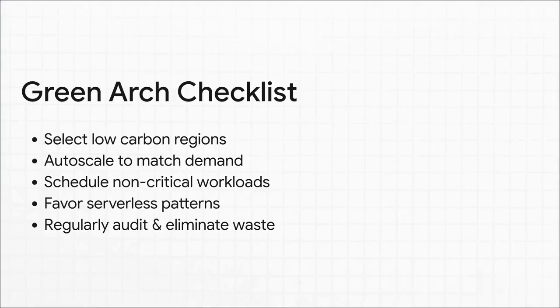So here's your checklist, your cheat sheet for green architecture. Number 1, choose low carbon regions. Number 2, auto scale to perfectly match demand. 3. Schedule your non-critical workloads. 4. Embrace serverless patterns. And number 5, make auditing for digital waste a regular, automated habit. Those are the 5 keys to a much more sustainable design.